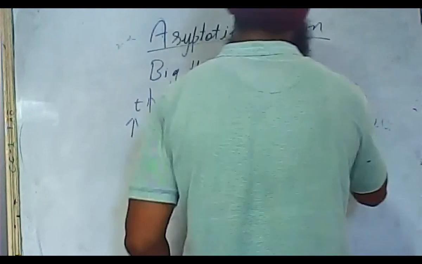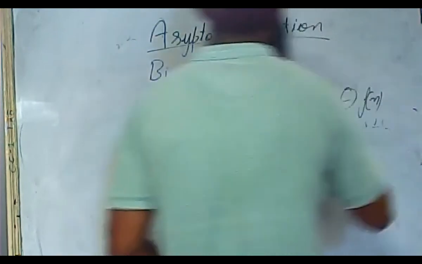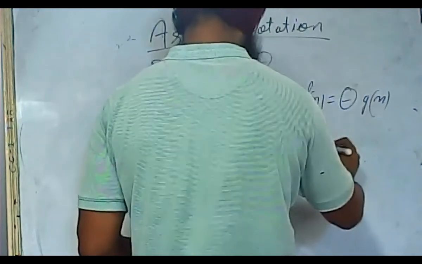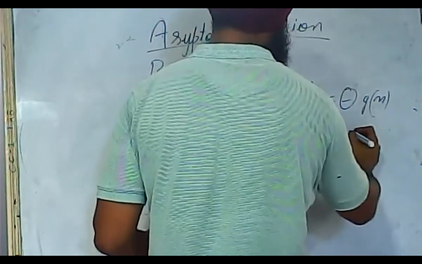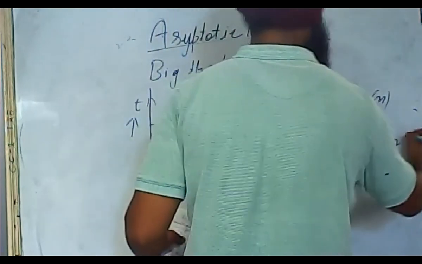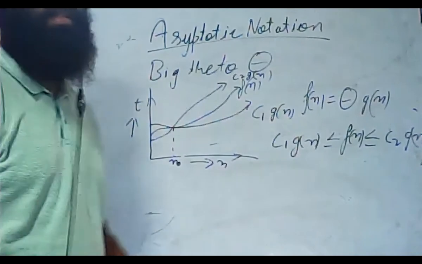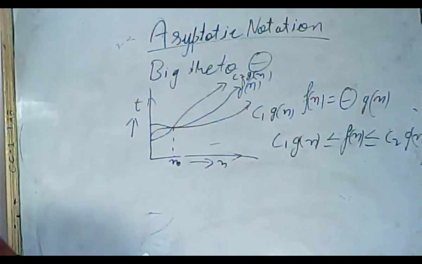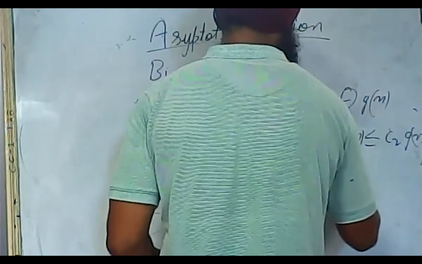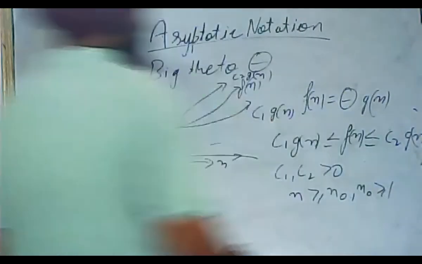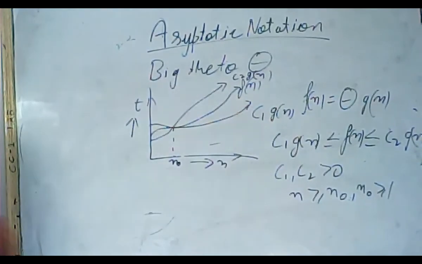So if I want to say f of n is bounded by g of n in big theta, then I have to prove that c1 g of n is less than f of n, and this one, c2 g of n. So this we need to prove to say that this is nothing but an average case. Here, C1 and C2 should be greater than or equal to 0, and n should be greater than or equal to n naught, and n naught should be greater than or equal to 1. So this is the case of big theta.